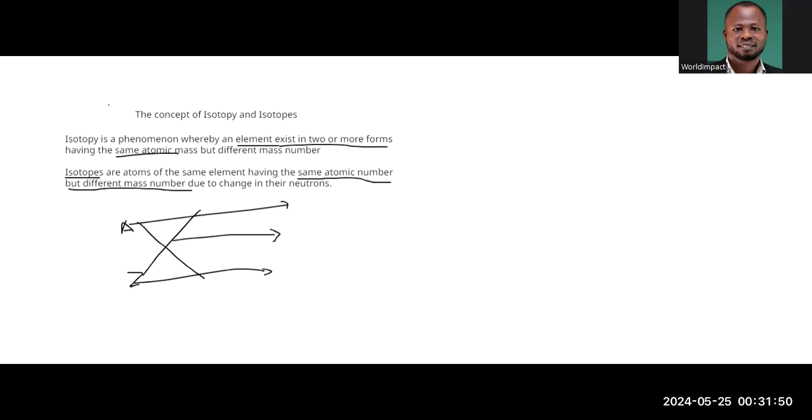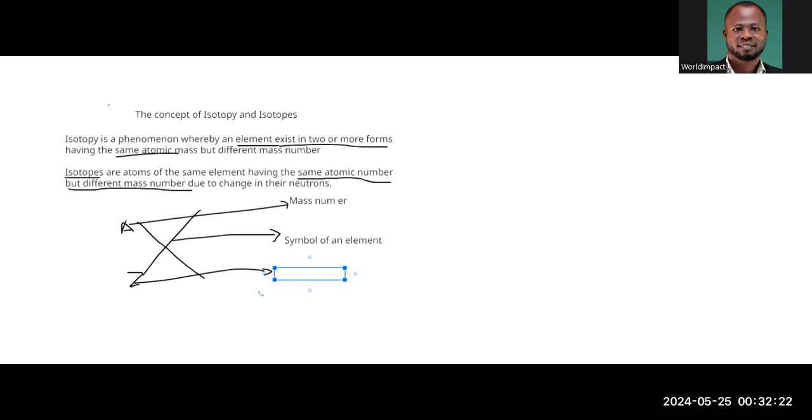So what does this A mean? It is the mass number. The X represents the symbol of an element, and the Z represents the atomic number.